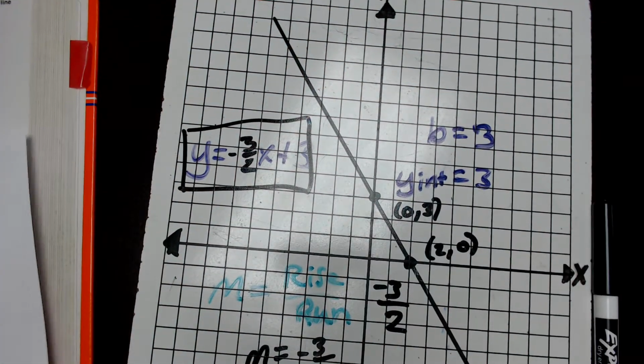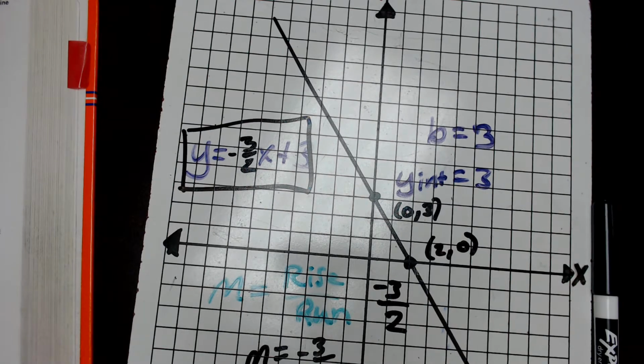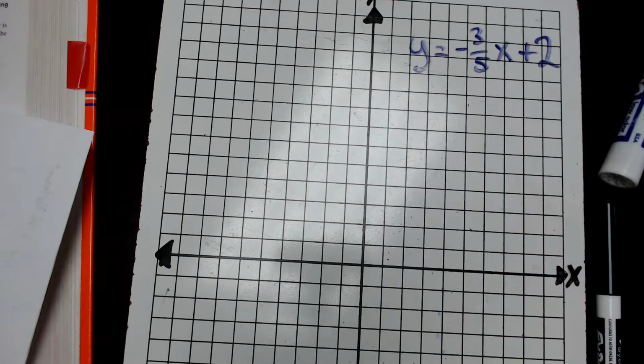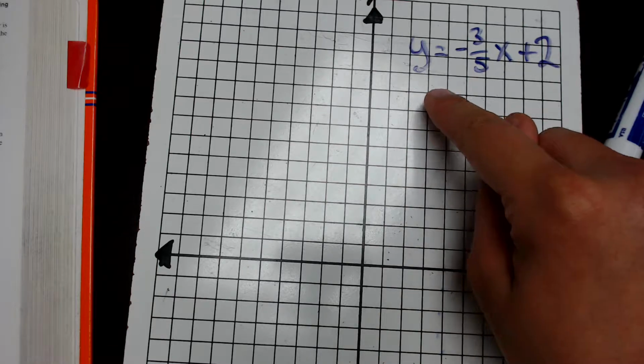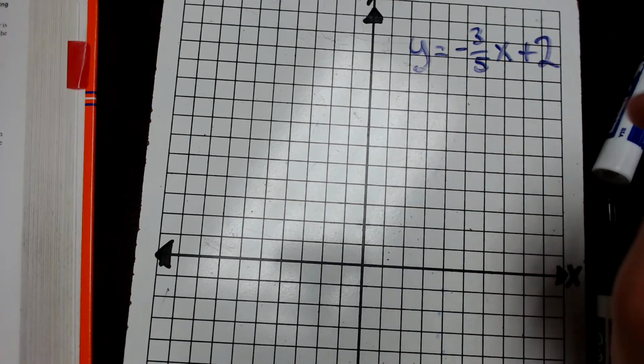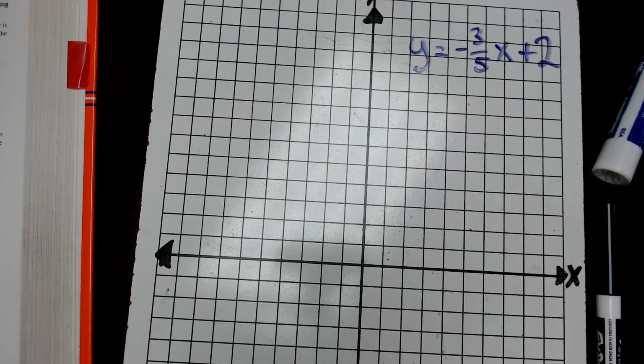All right, that's it for finding the equations of lines. Now let's talk about graphing using the slope-intercept method. I think you guys will really like this. Okay, so for slope-intercept method graphing, we have this equation, y equals -3/5 x plus 2. And we need to graph this.